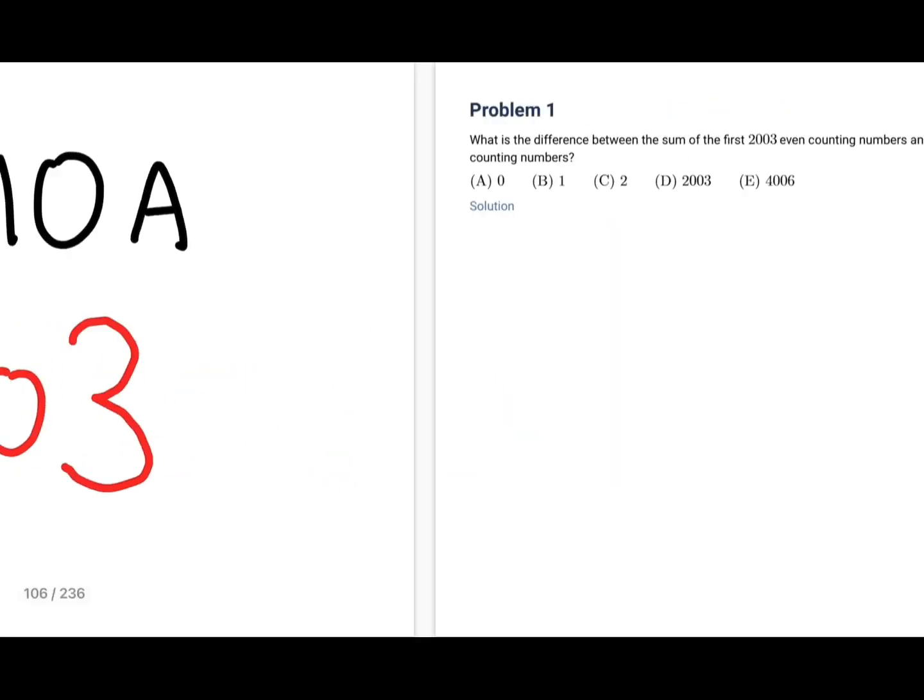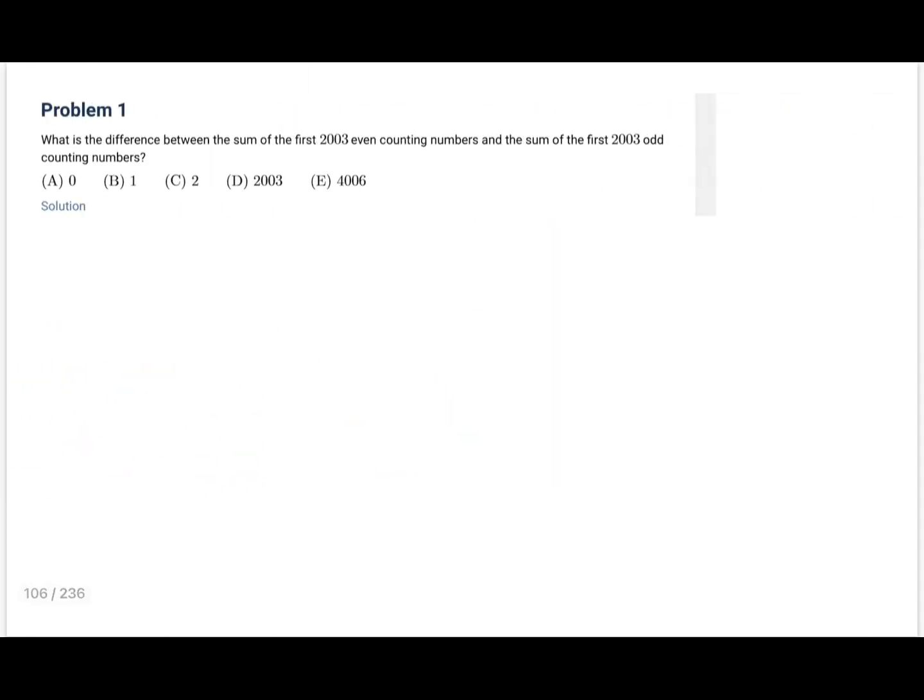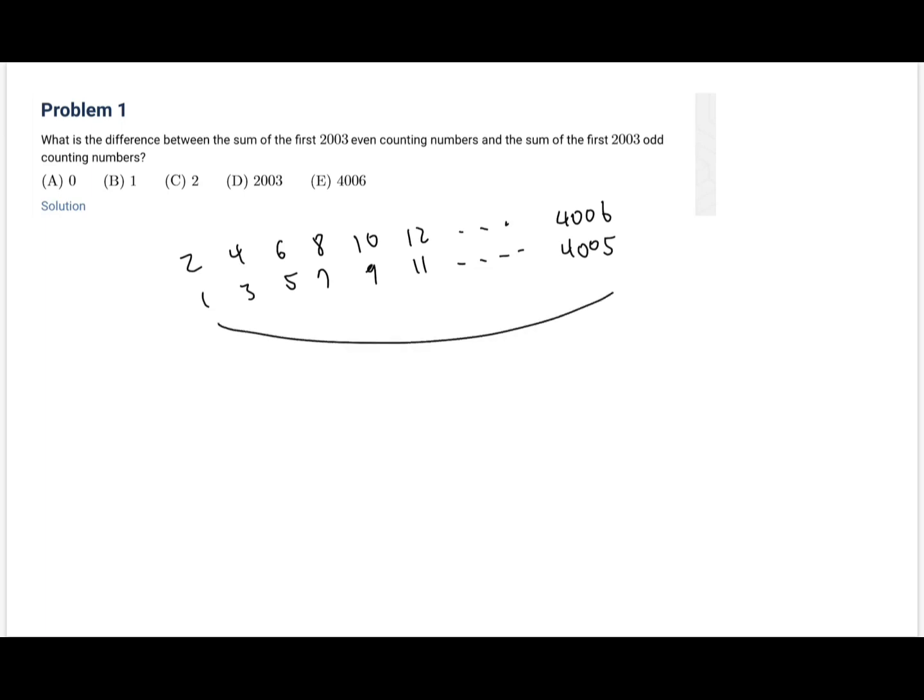Get right into it. First problem: what is the difference between the sum of the first 2003 even counting numbers and the sum of the first 2003 odd counting numbers? Okay, so the first 2003 even numbers would be 2, 4, 6, 8, all the way to 4006, and the first 2003 odd counting numbers would be 1, 3, 5, 7, 9, 11, all the way to 4005.